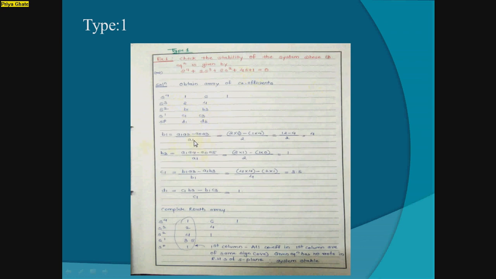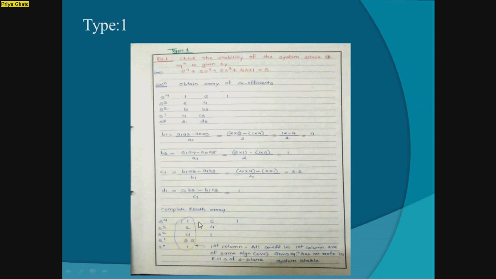As we discussed in the previous slide, how to find the b1, b3, c1, c3 values, like this we are going to find the values of b1, b3, c1, d1 by using these formulas. Now we have the b1, b3, c1 and d1 values. We are going to put those values in the first column. We have 2 rows as per the given characteristic equation. We are going to find the b1 and b3 values, then we are going to find the c1 and d1 values.